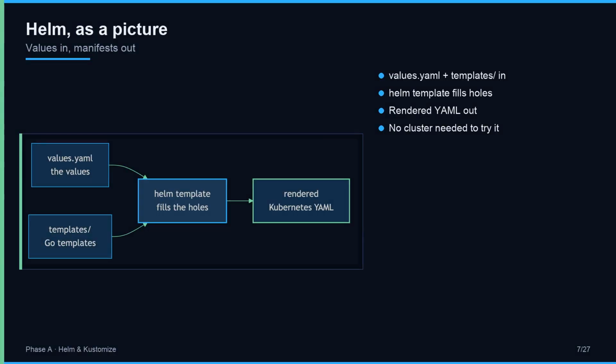Here is Helm as a picture. 2 things go in, the values, and the templates with their holes. Helm reads the values, fills every hole, and one thing comes out: finished Kubernetes YAML. The whole step is deterministic and local. You can run it 100 times, with different values, and watch exactly how the output changes. That is what makes Helm predictable.